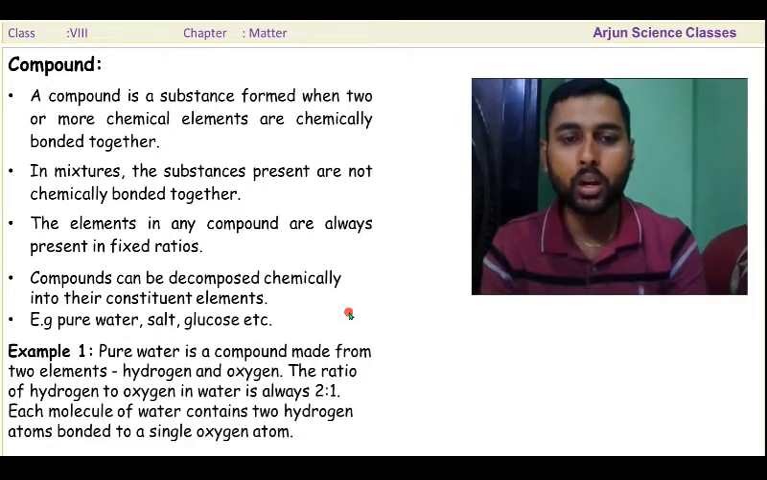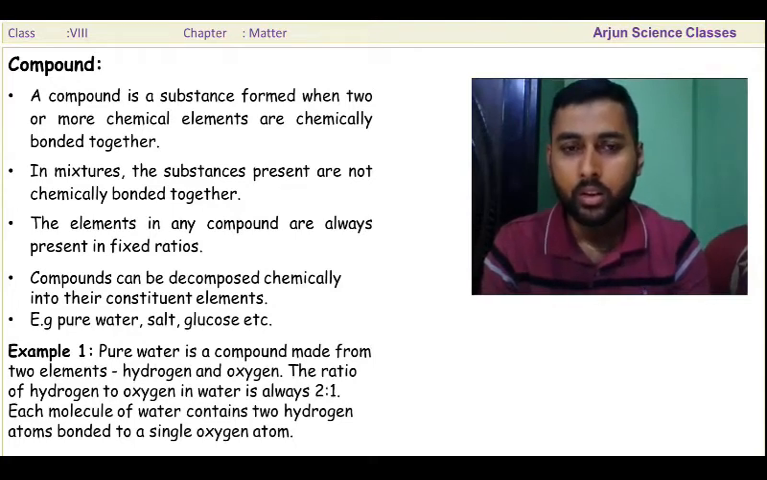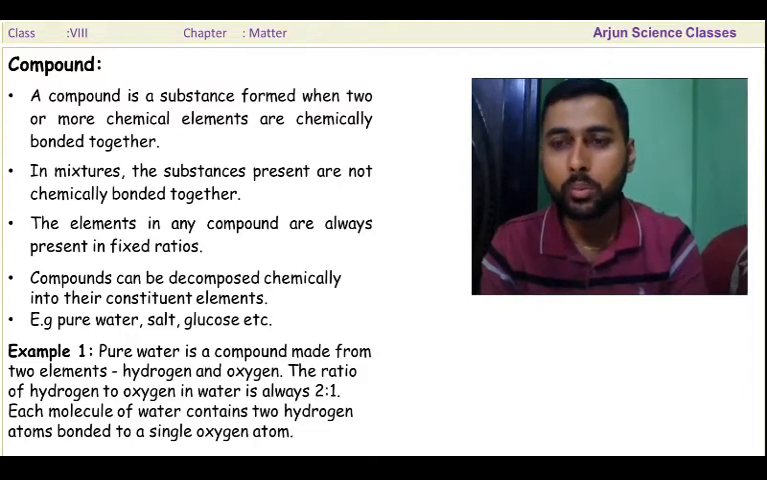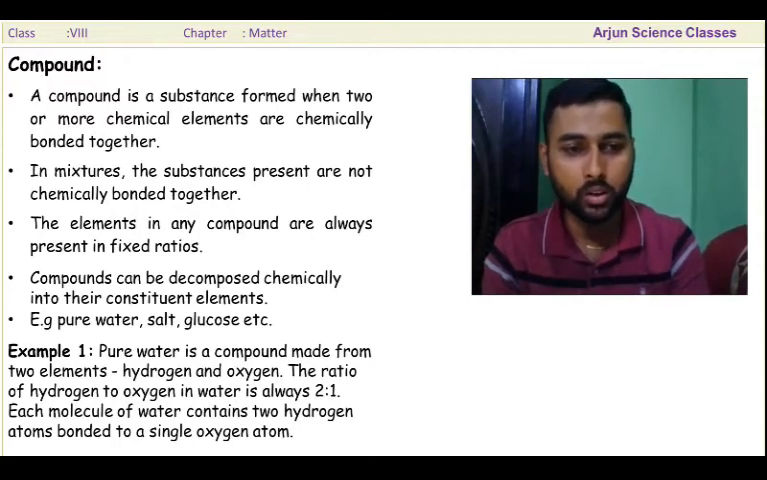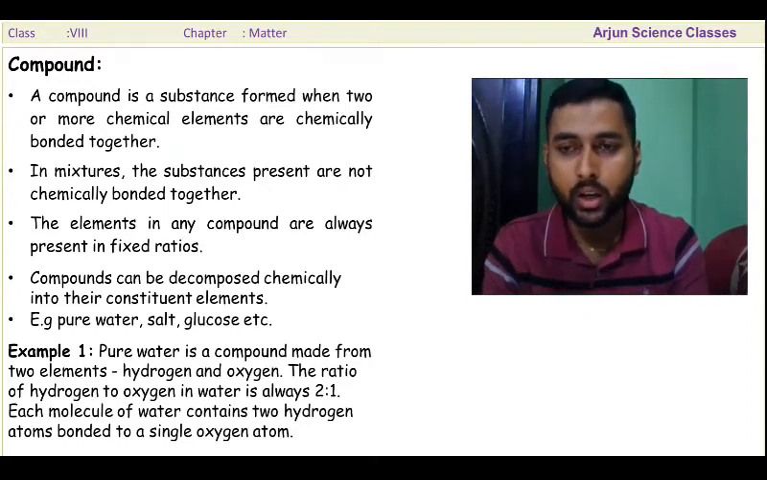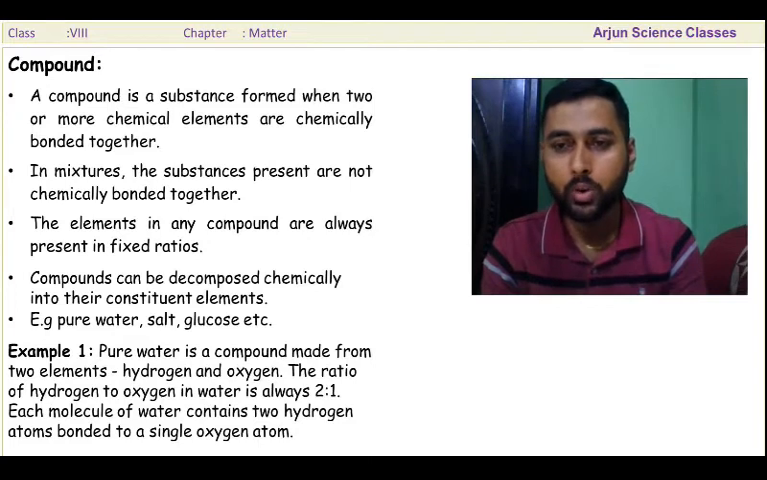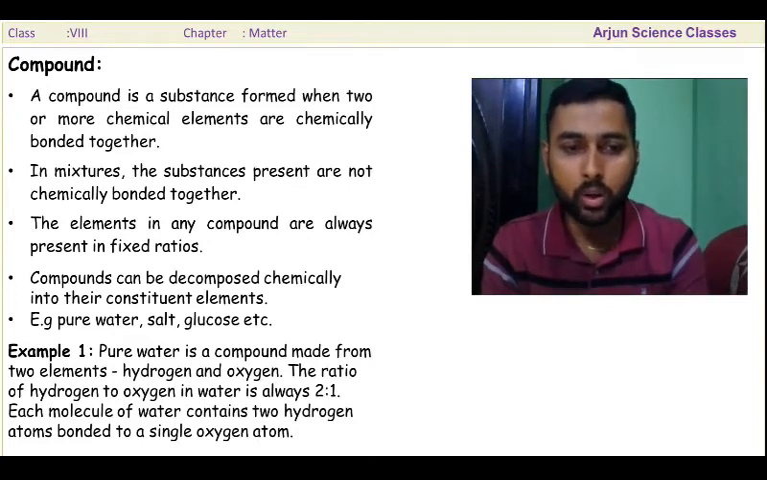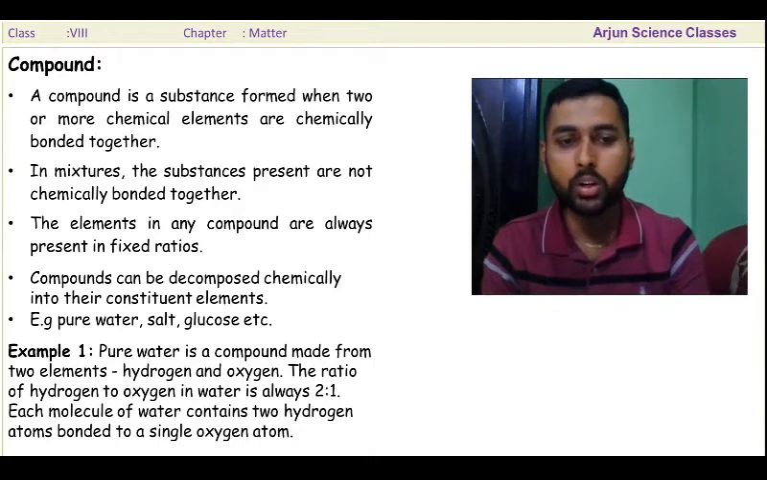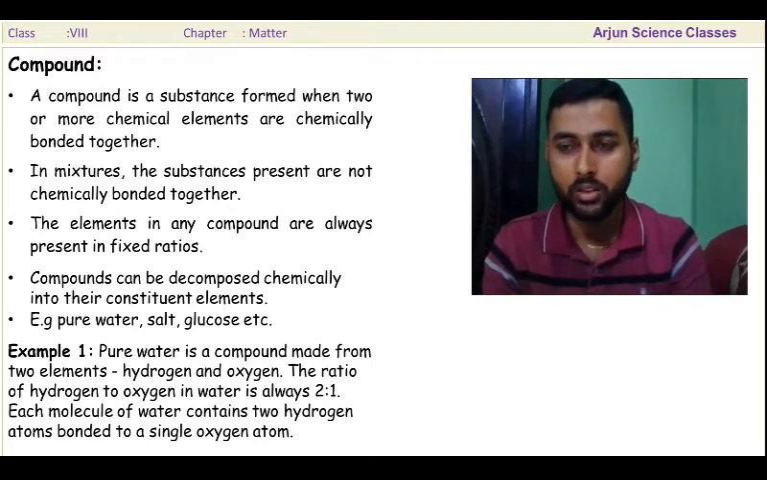Pure water is a compound made from two elements, hydrogen and oxygen. A compound is a substance formed by two or more elements, and these elements are present in the compound in a fixed ratio, not in a random ratio. The ratio of hydrogen to oxygen in water is always 2:1. It means 2 atoms of hydrogen and 1 atom of oxygen combine to form H2O, water. Each molecule of water contains 2 hydrogen atoms bonded to a single oxygen atom, chemically bonded.